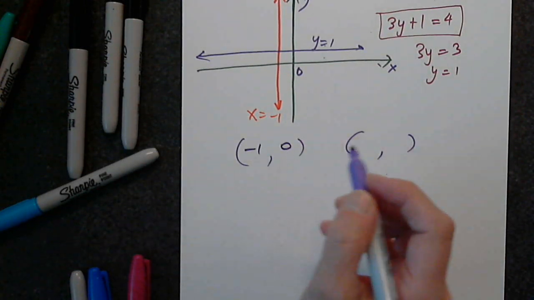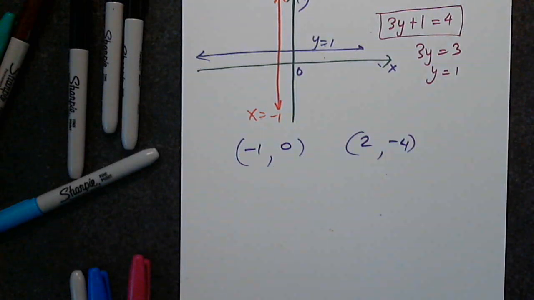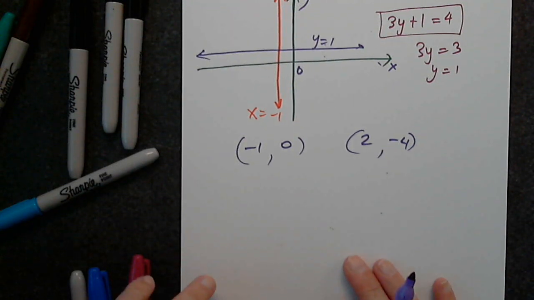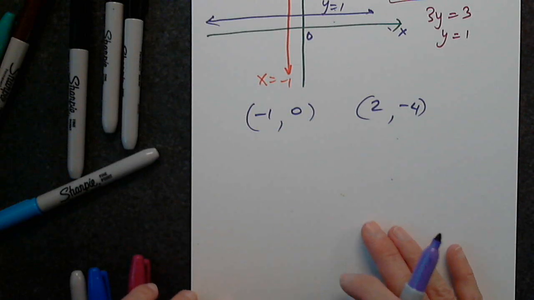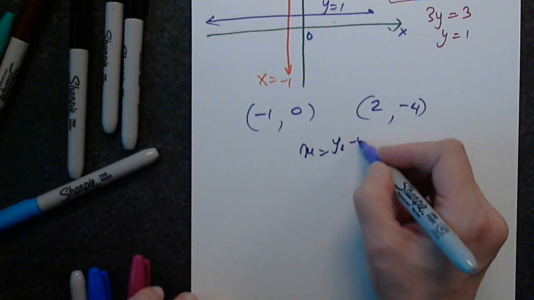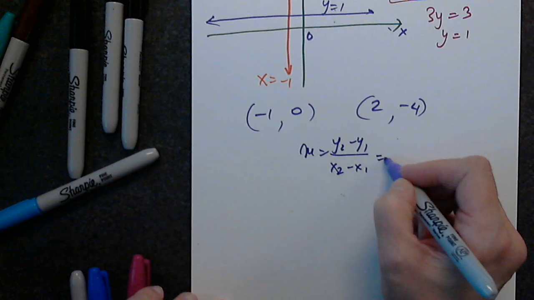Okay, so let's say negative 1, 0 and 2, negative 4. So we want to find the equation of the line passing through these points. So if you were given the slope, you would try to use the slope. Yes, but I'm not given the slope. Then you have to use y2 minus y1 over x2 minus x1.